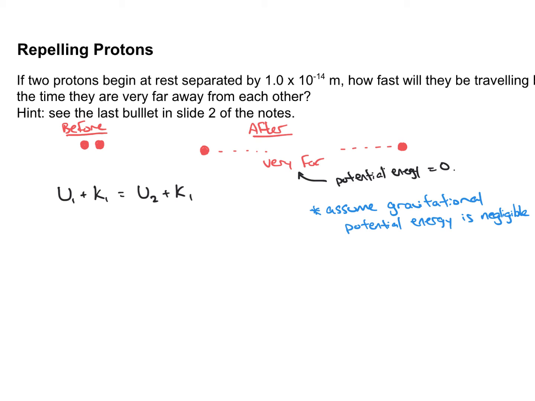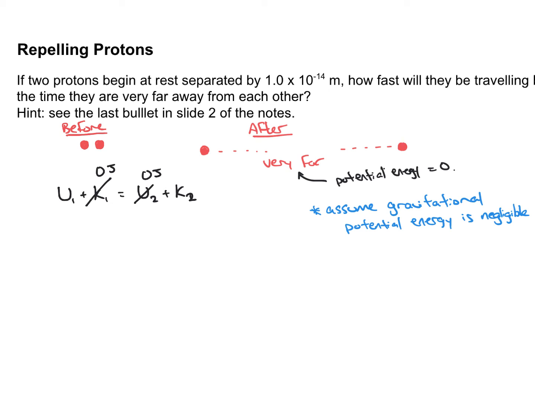Okay, so back to our conservation of energy. There's 4 terms there. A couple of them end up being 0. So the starting kinetic energy is 0 because they start at rest. Both of them start at rest. And the final potential energy is going to be 0, as discussed earlier. When they are very far away, the potential energy is basically 0. So we basically have the starting electric potential energy. All of it is going to get transformed into kinetic energy, and we're going to solve for the speed of these particles.